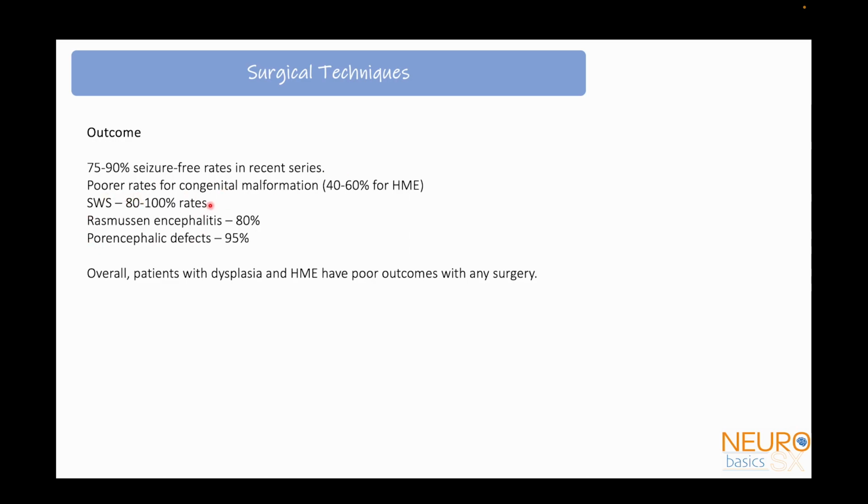For some of these conditions, though, seizure freedom rates can be quite high. For Sturge-Weber syndrome, you can achieve up to 100% freedom. For Rasmussen encephalitis, it is up to 80%. And for porencephalic defects, it's actually 95%. Mostly patients who have a cortical dysplasia and hemimegalencephaly have poor outcomes with all the different types of surgery.